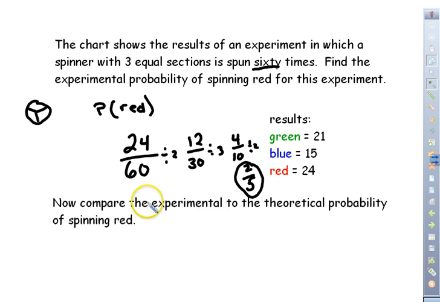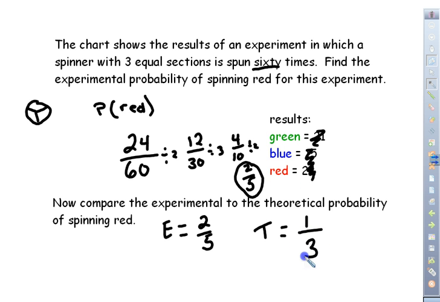Now comparing experimental to theoretical, so my experimental equals 2/5, and my theoretical is going to equal, well, how many? And again, theoretical, you're not looking at any of these numbers. They are meaningless to you, okay? Probability of spinning red, how many red are there? There is 1 out of a possible 3, okay? So 1/3 of a chance is what you're looking at in this situation.